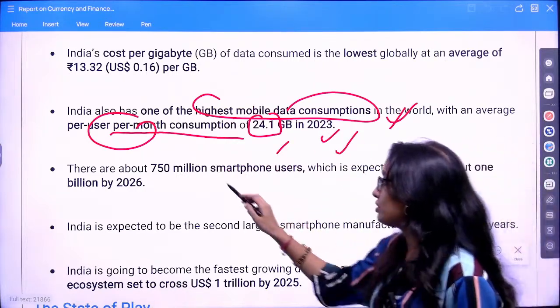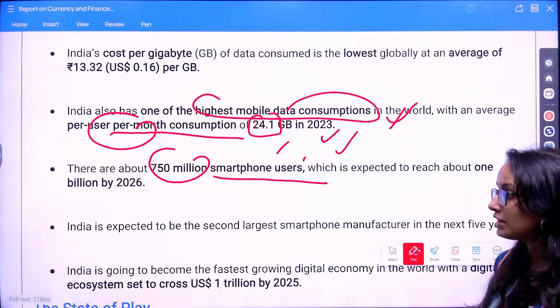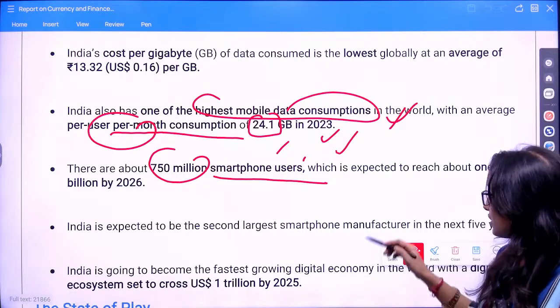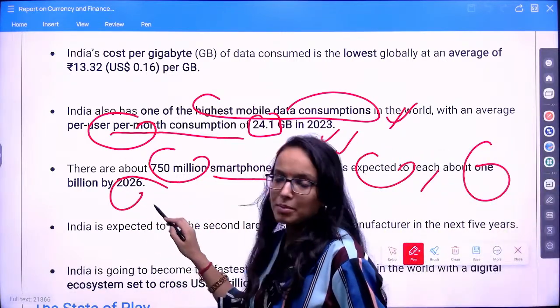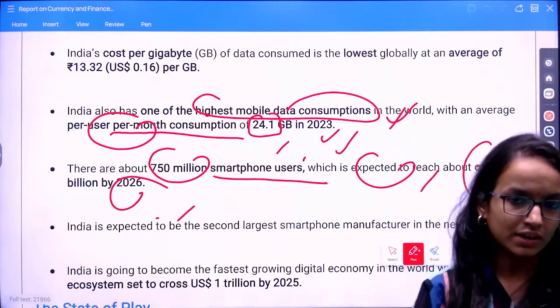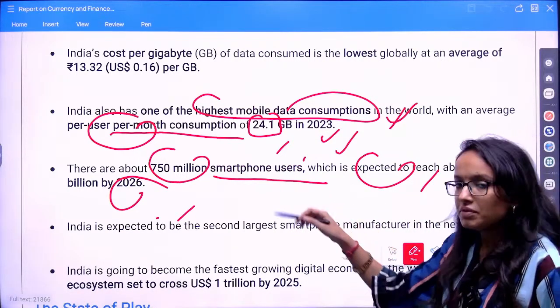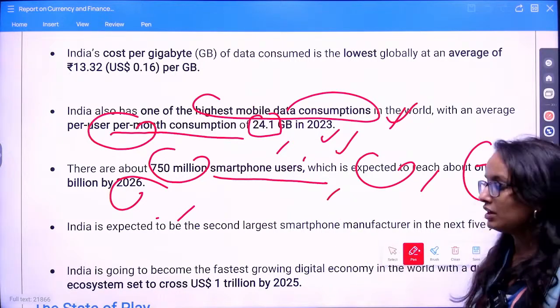Next, there are about 750 million smartphone users. So smartphone penetration has also increased in India. There are about 750 million smartphone users, which is expected to reach about 1 billion by 2026. Remember this thing. This is also an achievement for the Indian mobile phone industry and telecom industry, right?